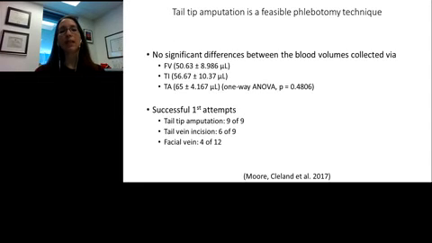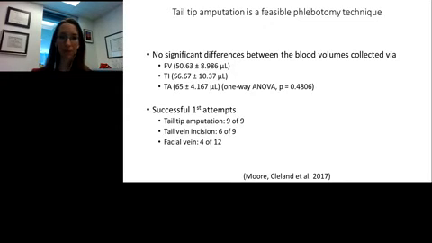So quickly, we did find that tail tip amputation was very feasible. We found no significant differences in the volume of blood that was collected, so all of them allowed us to collect the maximum volume of blood that would be allowed. And tail tip amputation had the highest number of successful first attempts. So all 9 of those mice had success on the first attempt. 3 of 9 tail incision mice had to have the incision deepened to get adequate blood flow. And unfortunately, we had only 4 of 12 of our facial vein group mice had successful phlebotomy on the first attempt.